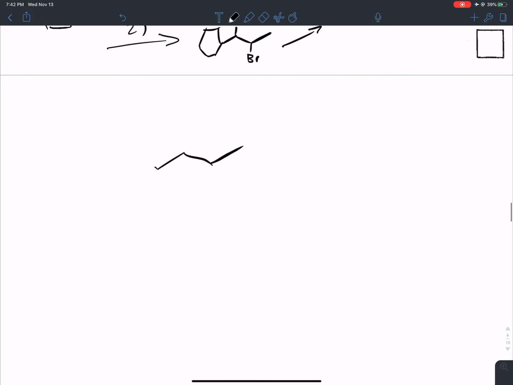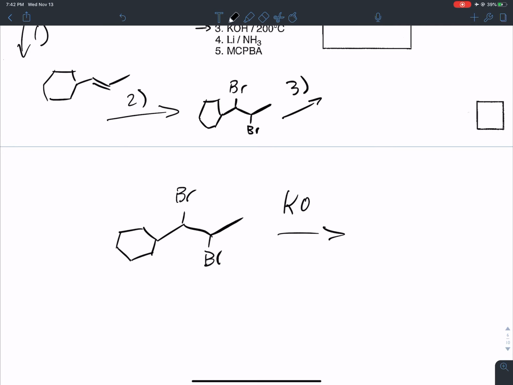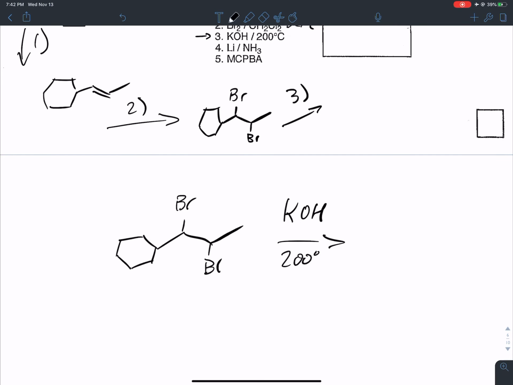So let's just go ahead and draw our whole thing. So our first reagent, KOH at 200 degrees Celsius. Is it going to generate an internal alkyne or a terminal alkyne? Internal. It's going to generate an internal alkyne. Is internal more or less stable than terminal? Internal is more stable. We're going to talk about that in a second. So that's going to be an internal alkyne.